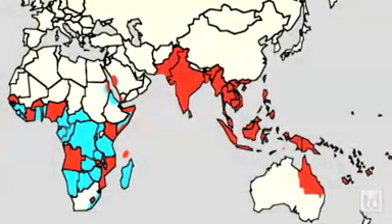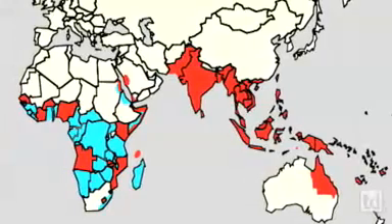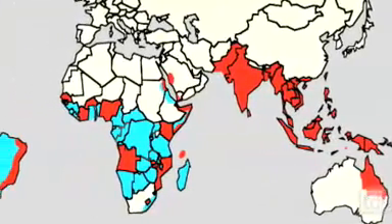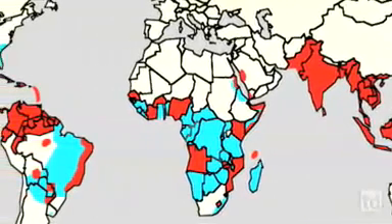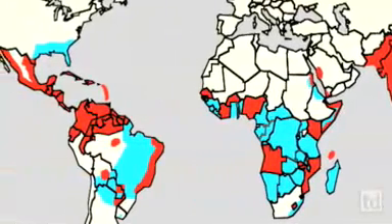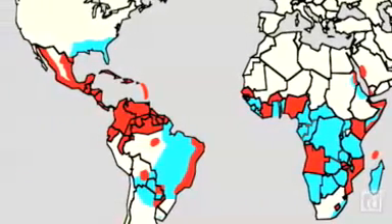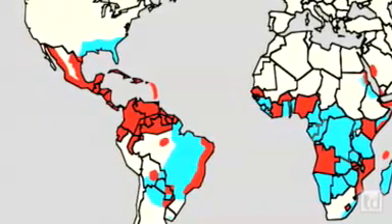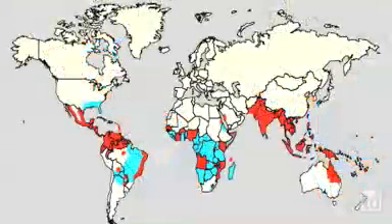On this map, red areas show where outbreaks of dengue fever have occurred. Blue areas indicate regions that are also infested with the Aedes aegypti mosquito, but have not yet experienced outbreaks of the fever. Each year, over 50 million people are infected. Approximately 1 in every 1,000 cases is fatal.